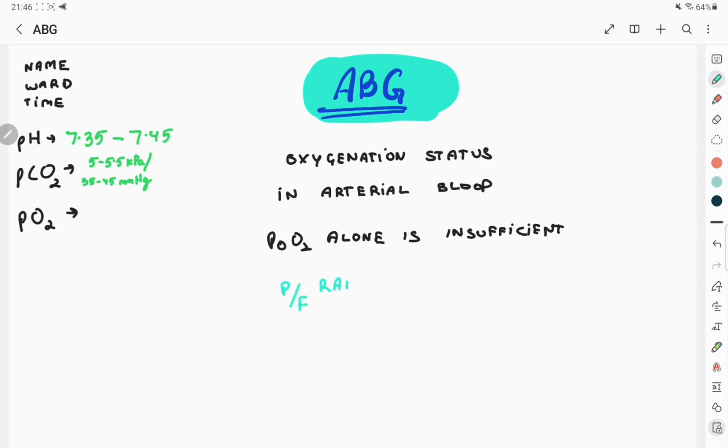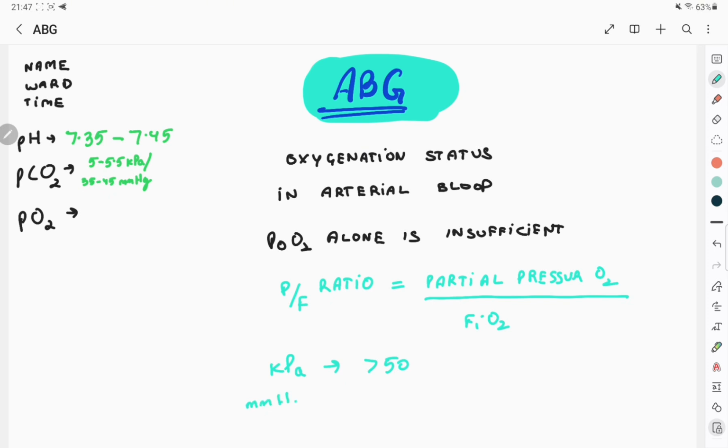To get the true story, we must account for how much oxygen we are feeding the patient. We do this using a parameter called the PF ratio, which is calculated by dividing the partial pressure of oxygen by the fraction of inspired oxygen the patient is breathing. Let's look at what the normal values for a PF ratio should be, depending on the units your unit utilizes. If using kilopascals, it is more than 50, and if using millimeters of mercury, it is more than 400. If your patient's PF ratio falls significantly below these numbers, it tells you that the lungs are struggling to transfer oxygen into the blood, signaling potential respiratory failure, or ARDS.